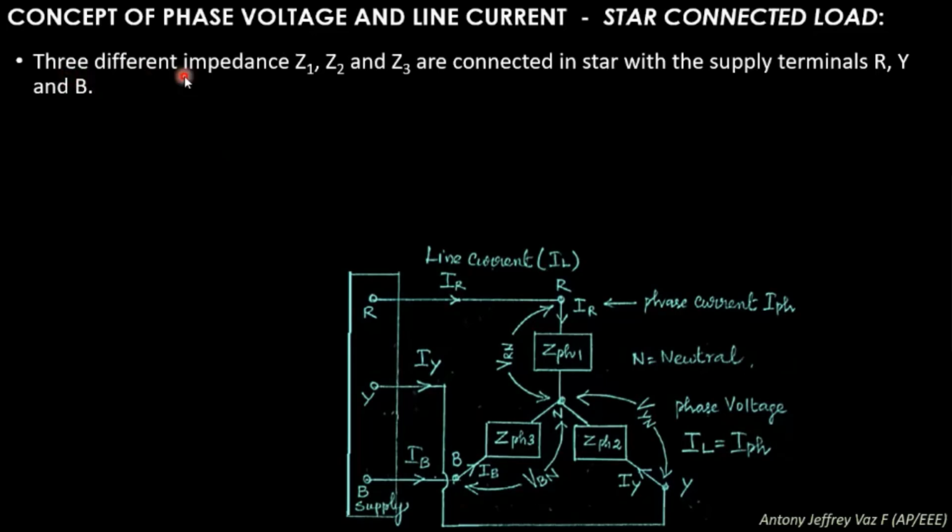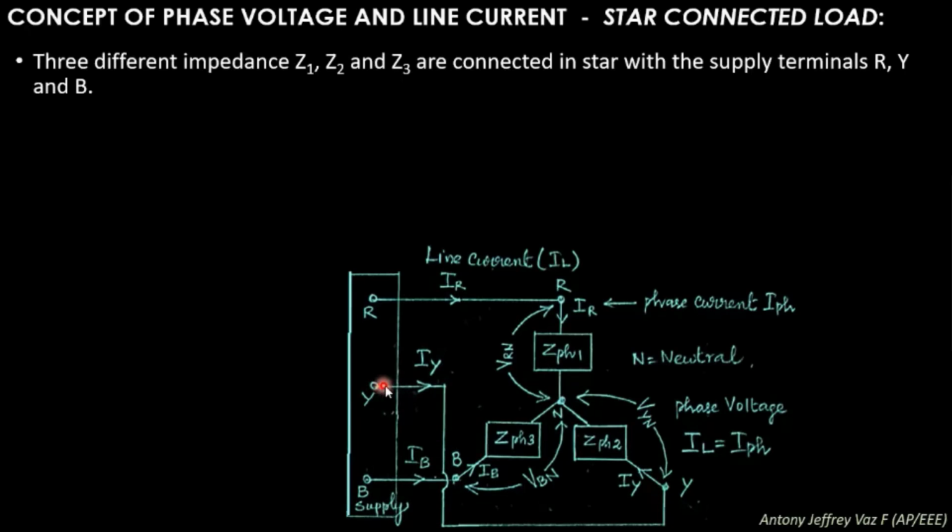Now you see the three different impedances Z1, Z2 and Z3 are connected in star with the supply terminals R, Y and B. So these are the three impedances Z phase 1, Z phase 2 and Z phase 3. These three impedances are connected in star. See, this point is earthed. This is nothing but the neutral point, and the other three ends of Z phase 1, Z phase 2 and Z phase 3 are taken out, and Z phase R is connected to R, Z phase B is connected to B, and Z phase Y is connected back to the terminal Y.